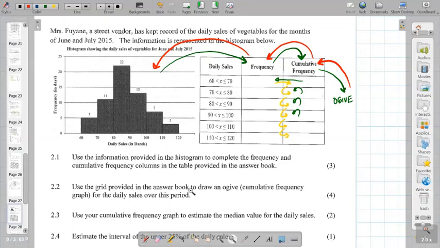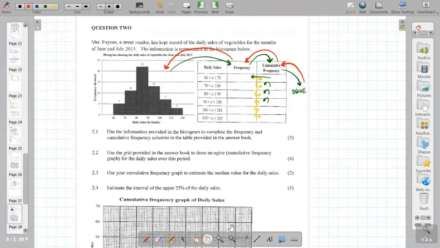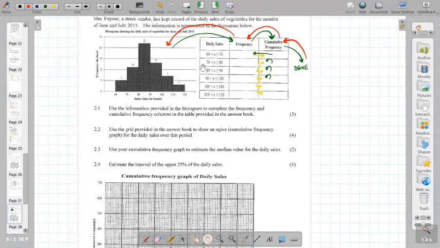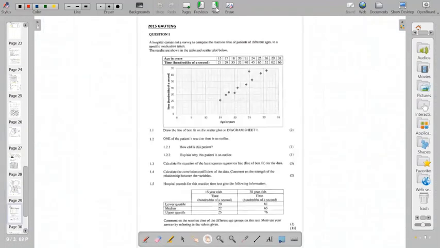Otherwise, nothing is different here. You can just draw a histogram, ogive, cumulative frequency. You can find intervals, upper quartiles. That's not something tricky. And all is done there.